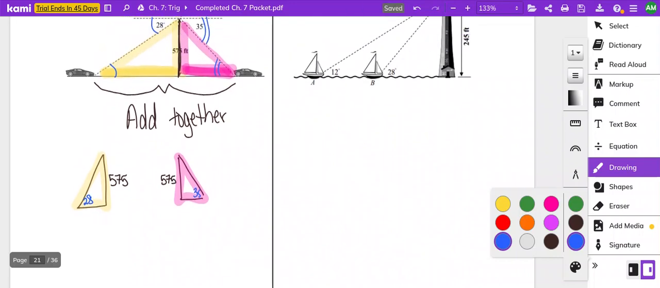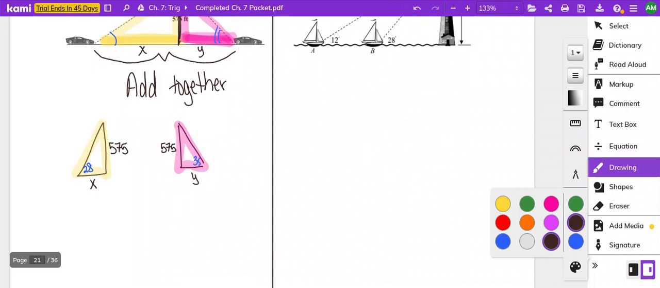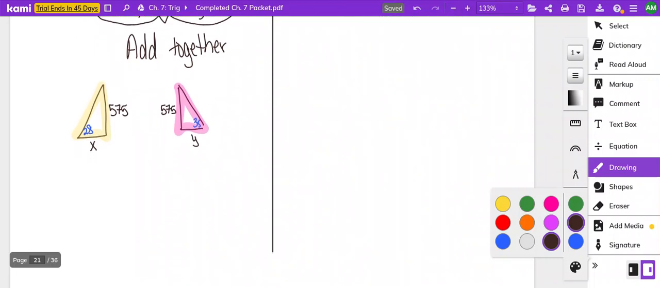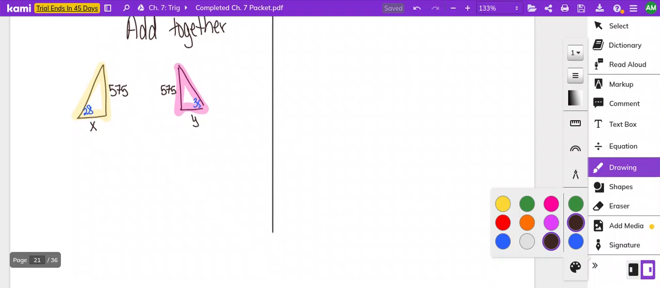And because I need to add the bottom together, I'm going to label the base here as X, and I'm going to label the other one as Y. You could call them A and B. You could call it whatever you want. But what I'm going to do here is, I now have two separate trig questions. So all I'm going to do is do them separately.